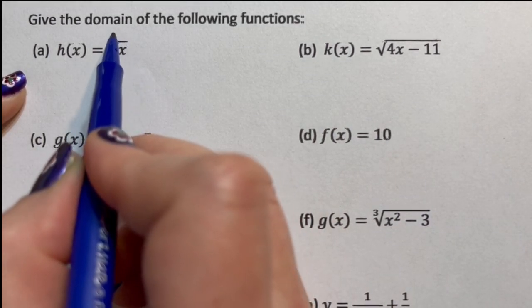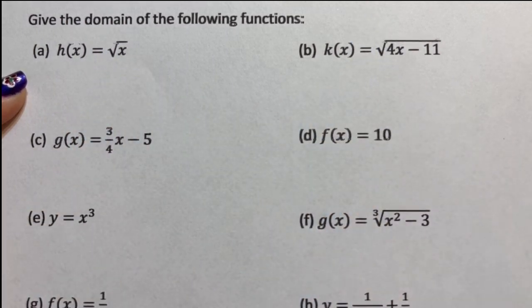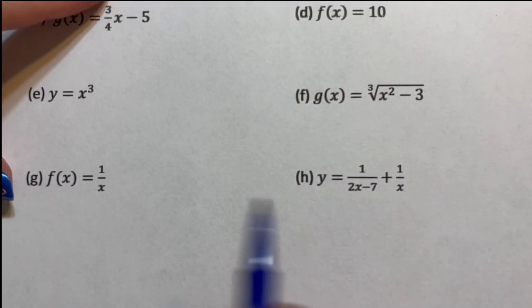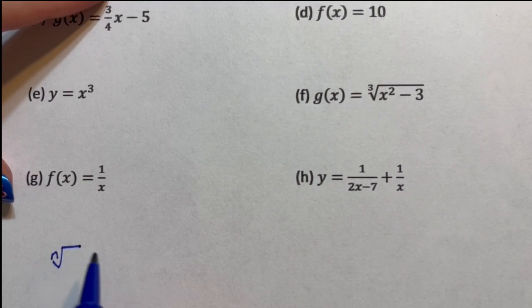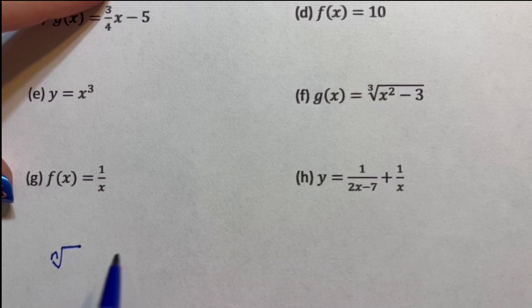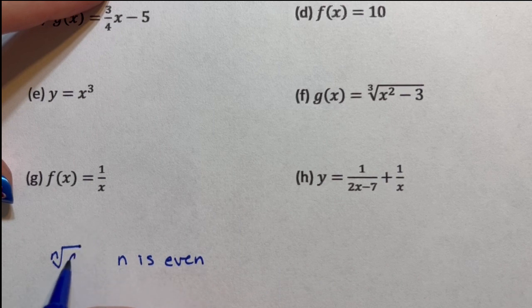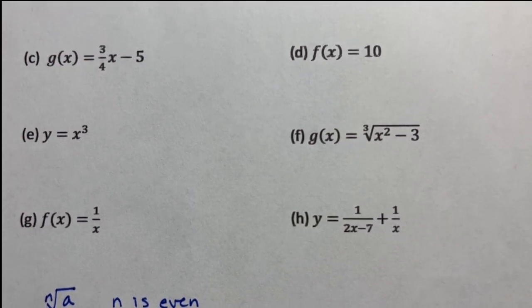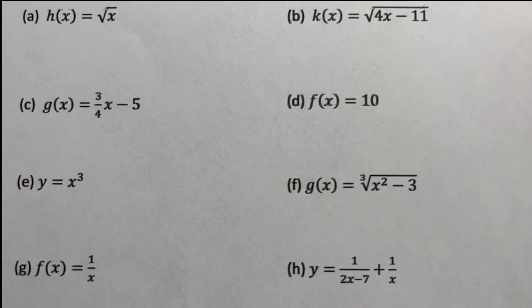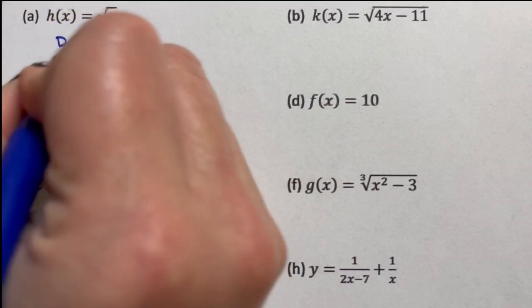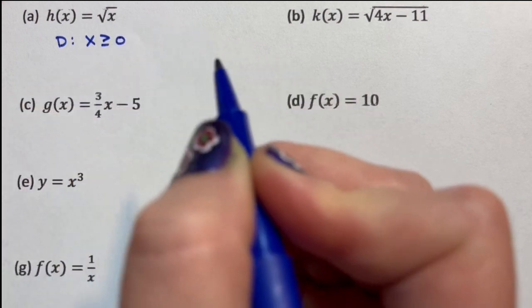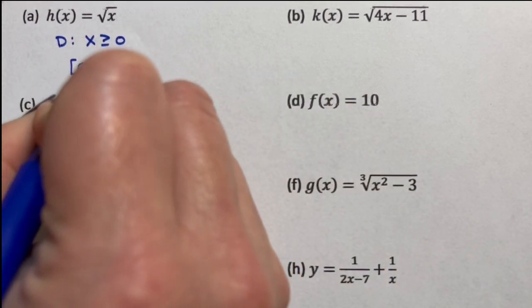The thing is, if you have an even root, so if you have the nth root of a and n is even, then a has to be greater than or equal to 0. So that's the basic rule. So for this first one, for my domain, x has to be greater than or equal to 0, or in interval notation, we go from 0 to infinity.